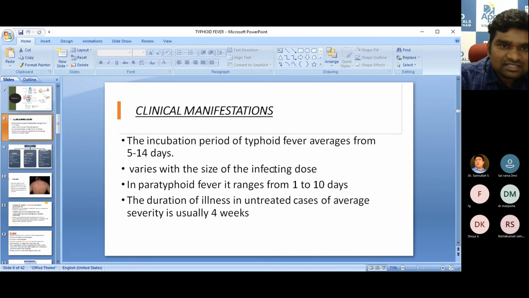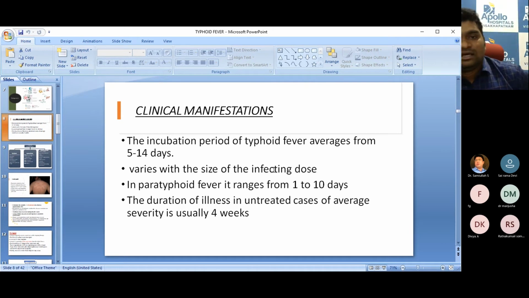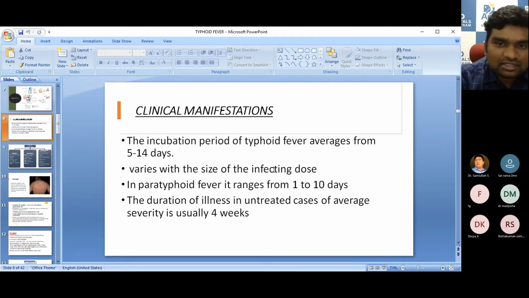Coming to clinical manifestations: the incubation period of typhoid fever ranges from 5 to 14 days. It varies with the infecting dose. The infecting dose is around 10^7 organisms per dose, and in paratyphoid fever, the incubation period ranges from 1 to 10 days. The duration of illness is generally about 4 weeks.